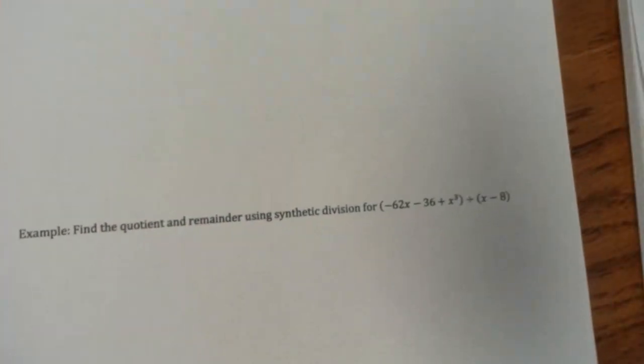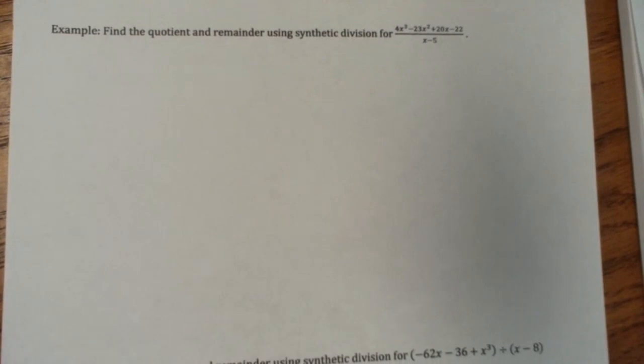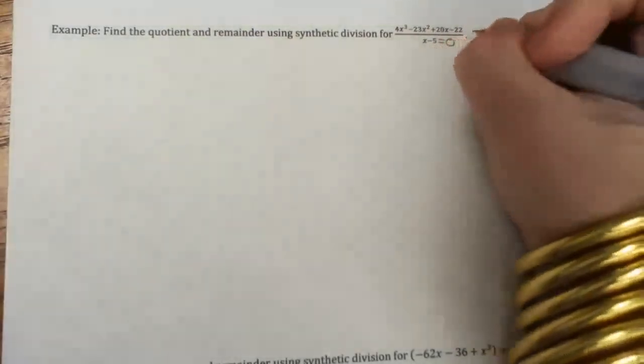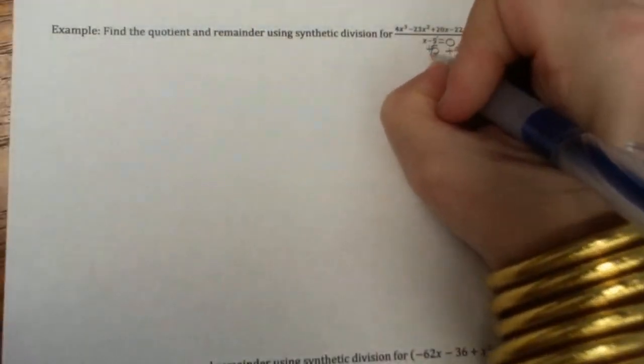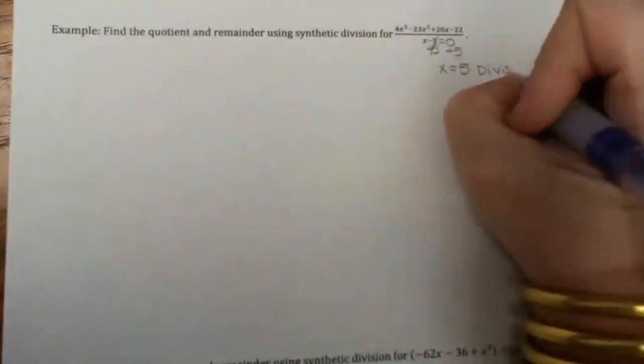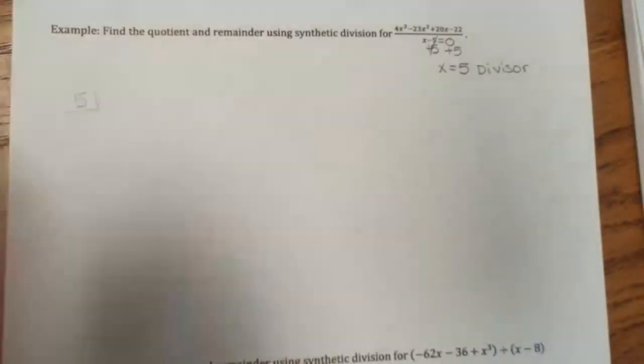All right, 2 more examples. Find the quotient and remainder using synthetic division for 4x cubed minus 23x squared plus 20x minus 22 all over x minus 5. So same thing, let's set this denominator equal to 0. So x minus 5 equals 0. We can add 5 to both sides. That would give us x equals positive 5 as our divisor. So positive 5 goes into our little box.